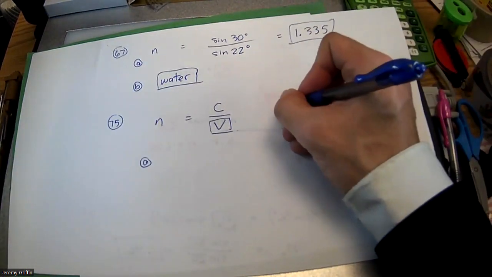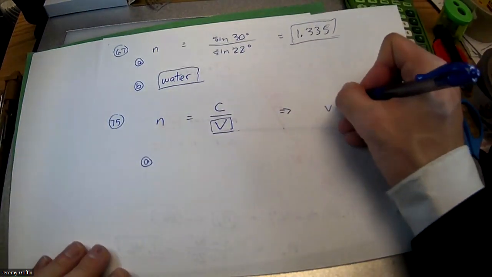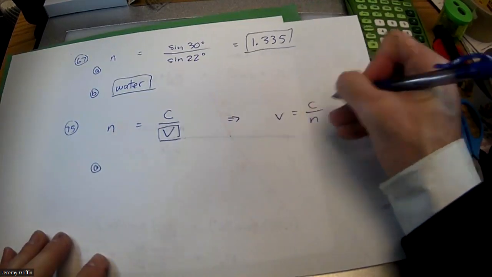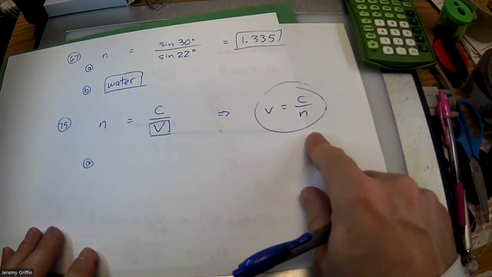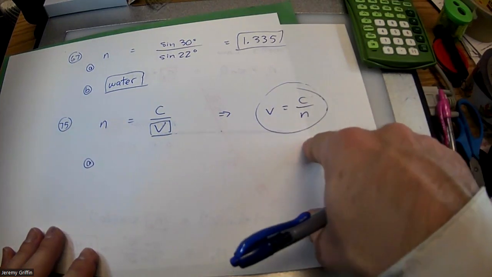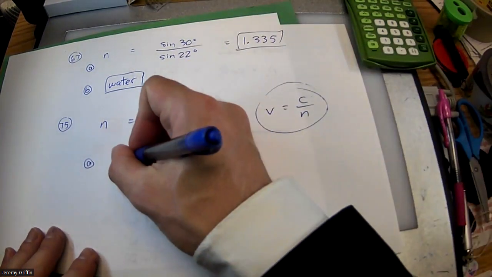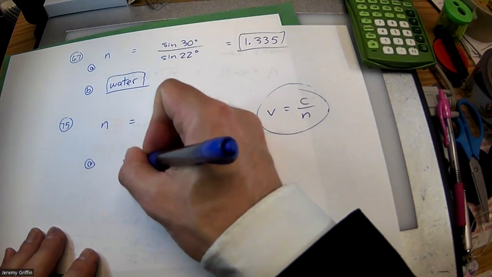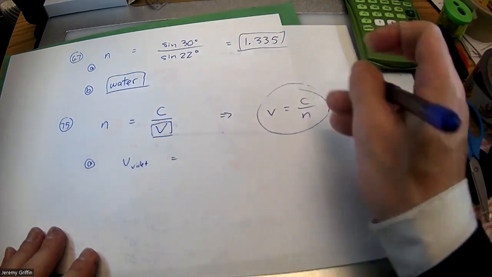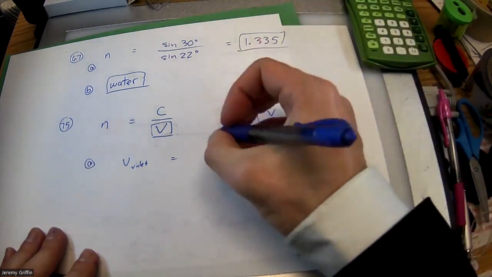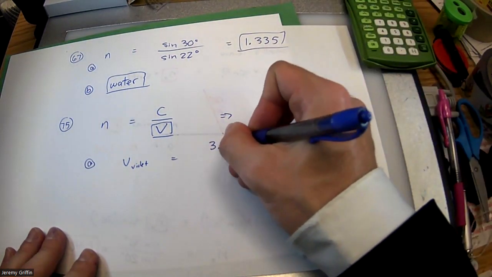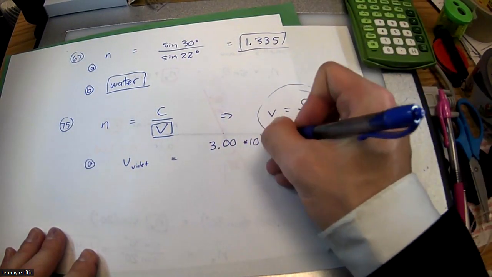Well, here, can you guys rearrange that and get v is equal to c divided by n? So that's really what we're going to use. We're just going to rearrange a little bit. You guys can do that, right? Do some algebra. So the speed of light for violet. Okay, so the speed of light inside a vacuum is 3 times 10 to the 8 meters per second.